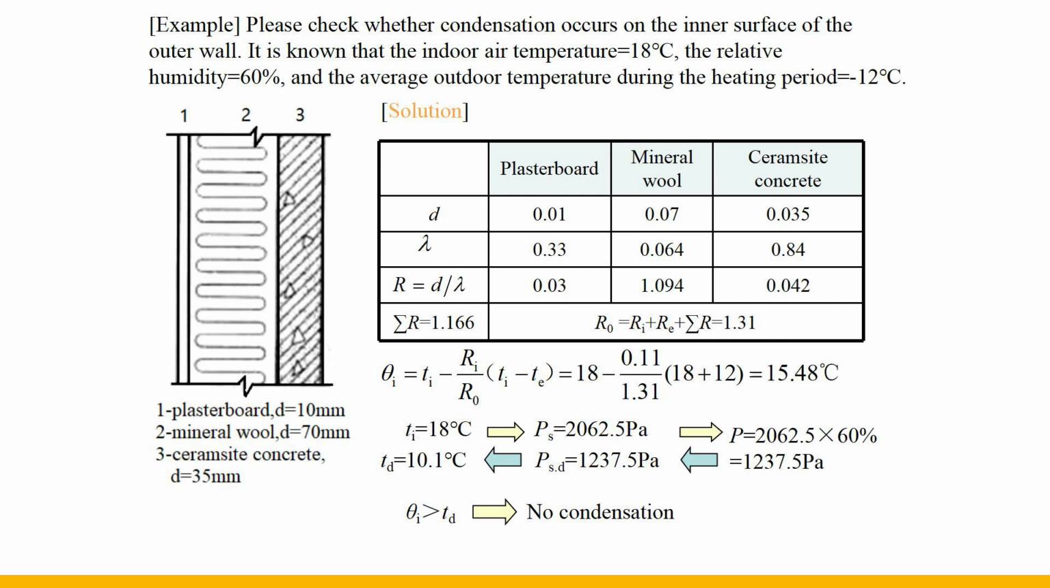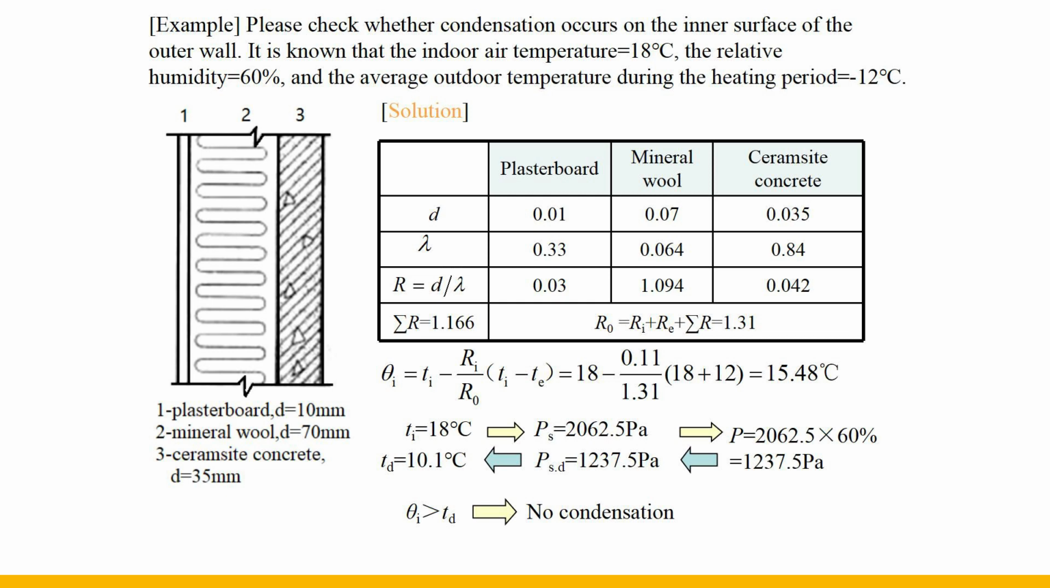It can be seen from the figure. This is a three-layer wall. From indoor to outdoor direction is plasterboard, mineral wool and ceramsite concrete, and the thickness is 10, 70, 35 mm. According to the direction of heat transfer in winter, they are marked there 1, 2, 3. First, the thermal resistance results obtained by dividing the thickness of the material by the thermal conductivity are listed in the table. The heat transfer resistance of the outer surface is 0.04 in winter.